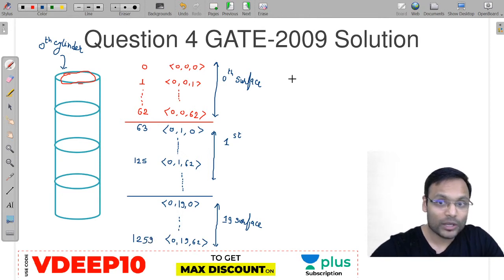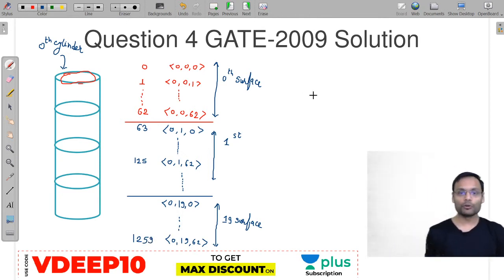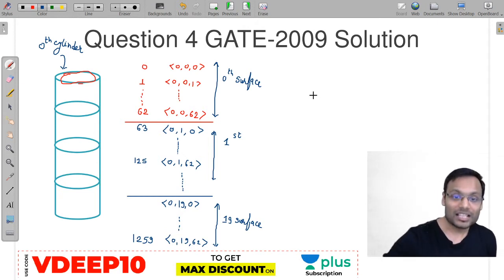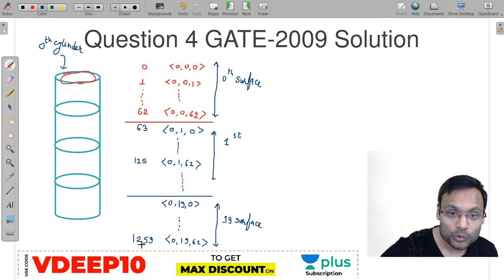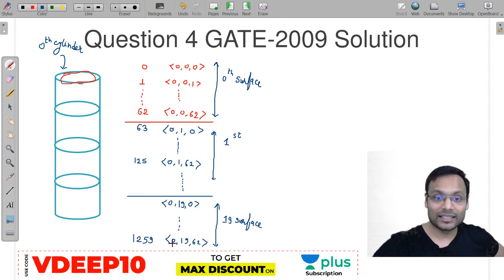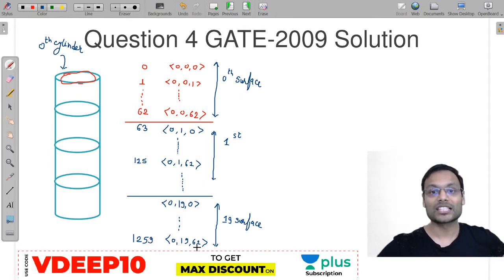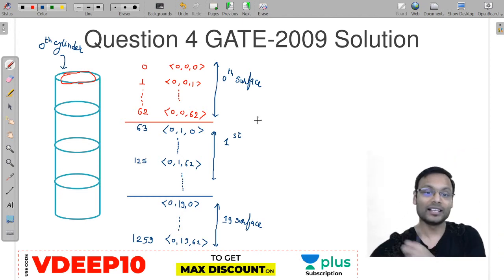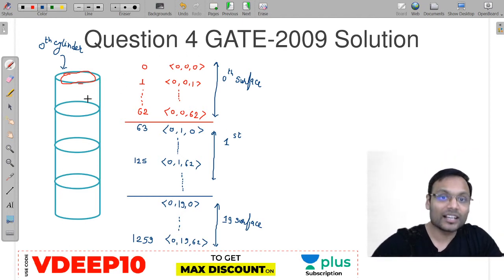Quickly acknowledge whether you understood. Acknowledge it if you could understand or not. So the last particular address belongs to the 1259th sector and this address is 0,19,62. Similarly, you will go to the first cylinder number. Now this whole cylinder is covered. The 0th cylinder is covered now.